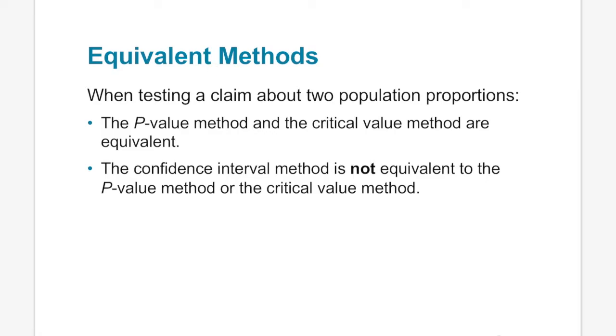Equivalent methods. When testing a claim about 2 population proportions, the p-value method and the critical value method are equivalent. The confidence interval method is not equivalent to the p-value method or the critical value method.